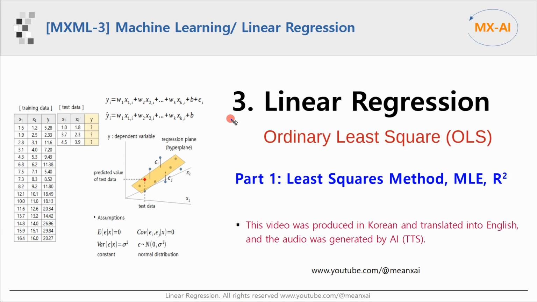In the third session of machine learning, we will cover linear regression. In this part 1, we will look at the ordinary least squares, OLS, the maximum likelihood estimates, MLE, and the R-squared.